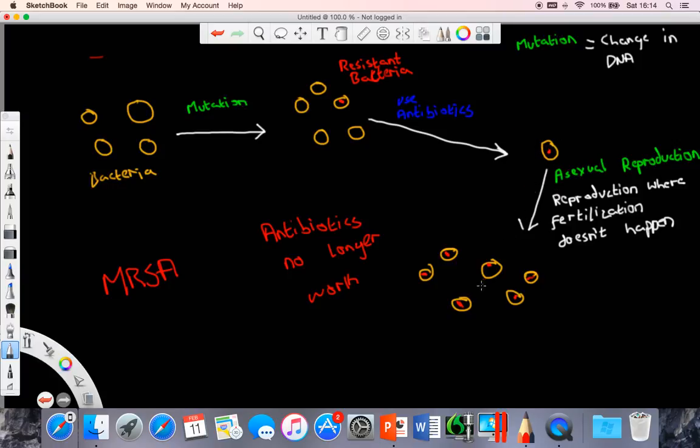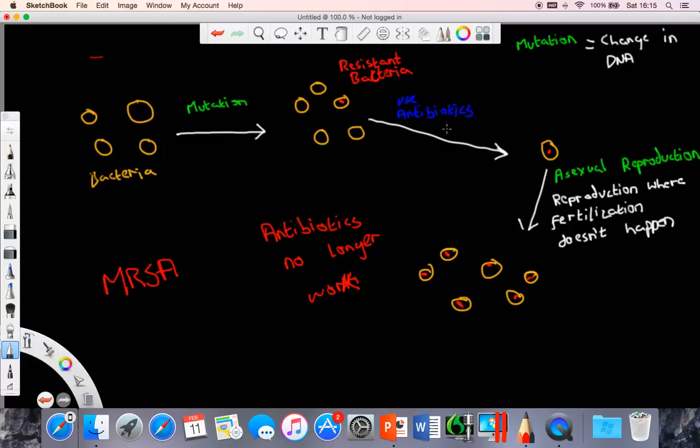Therefore, it divides, it clones itself. That's how bacteria reproduce. They do asexual reproduction. There's no fertilization. They just clone themselves. There's then a population of bacteria that have this gene. Antibiotics no longer work on them. Okay, if I can just clean that up. So it no longer works on them.